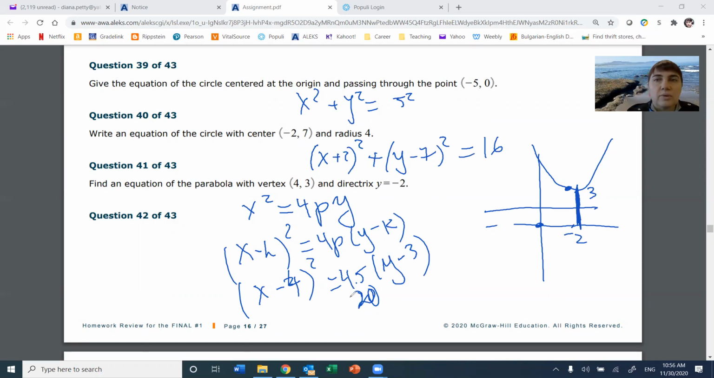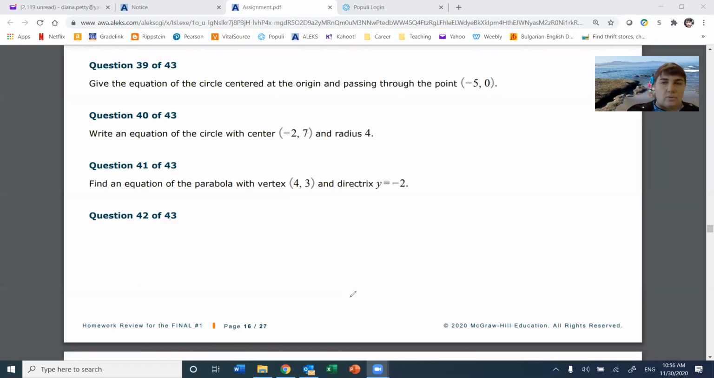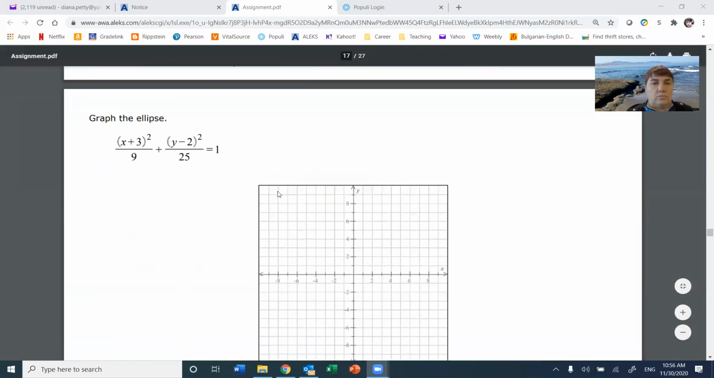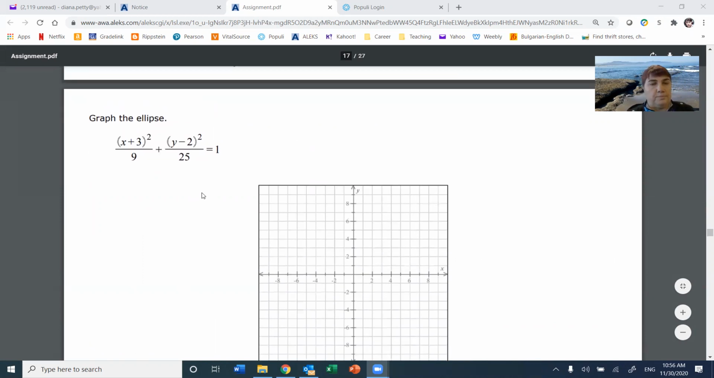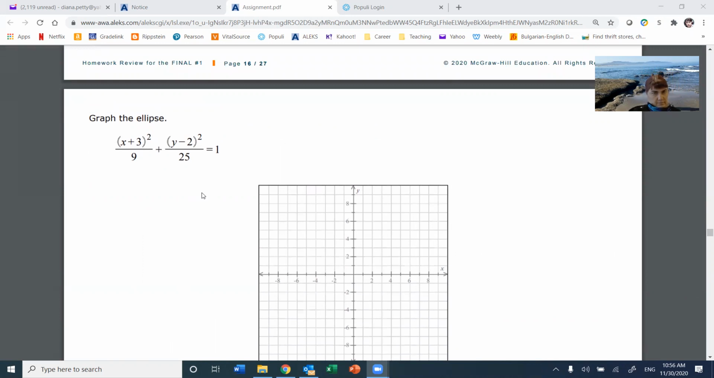Okay. Next one is 42. What do you need to do? Oh, we need to graph the ellipse. Well, first, let's find the center. Before we do this, I'm just reminding you, we need to figure out first whether the ellipse is going to be this way or this way, right?